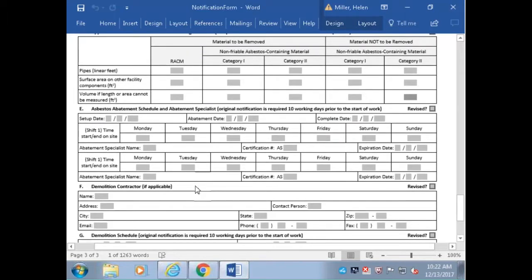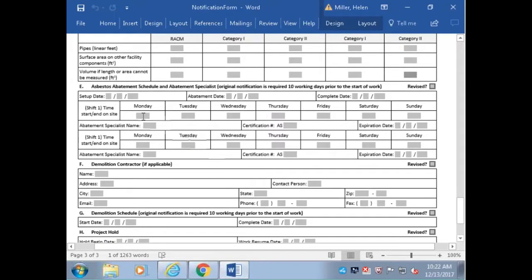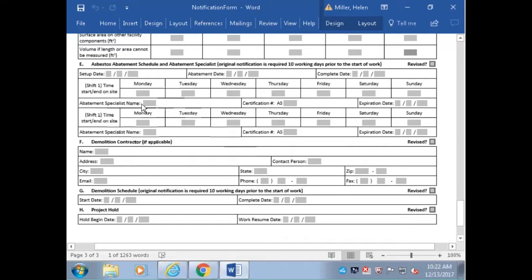If you do have asbestos abatement work to be done, setup, abatement, and completion dates are right here. We also have a place for you to put the hours of operation and the days that you are working. We have provided it twice. You also have the abatement specialist in charge of the project at that time. We've done two entries there. That way, if you have more than one shift, you can easily put which abatement specialist is working which shift, and the times and all that as needed.